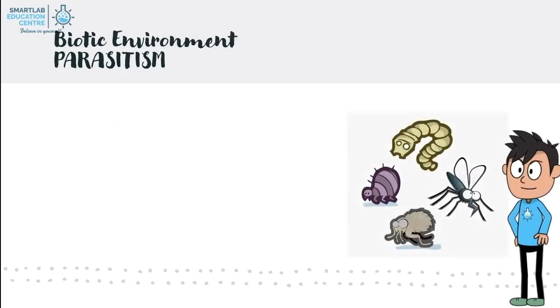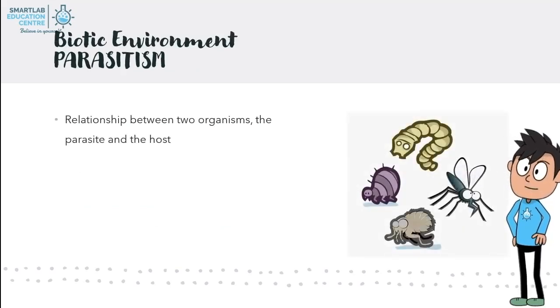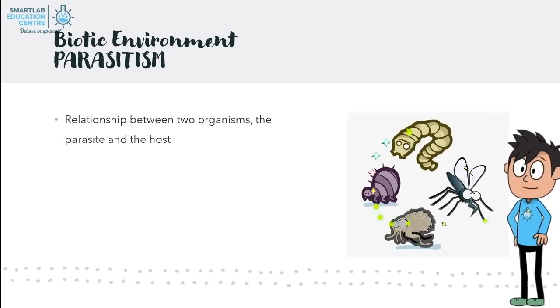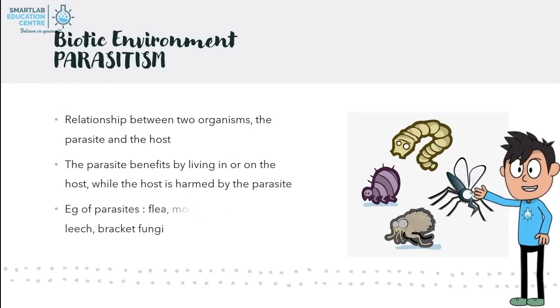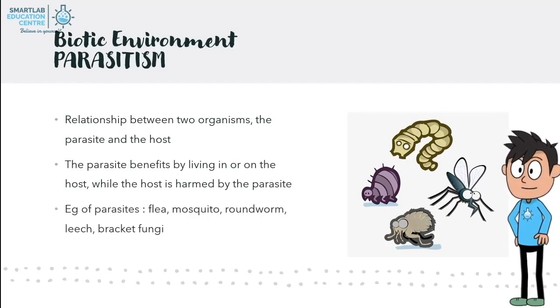Parasitism. It is a relationship between 2 organisms, the parasite and the host. The parasite benefits by living in or on the host, while the host is harmed by the parasite. Examples of parasites are flea, mosquito, roundworm, leech, and bracket fungi.